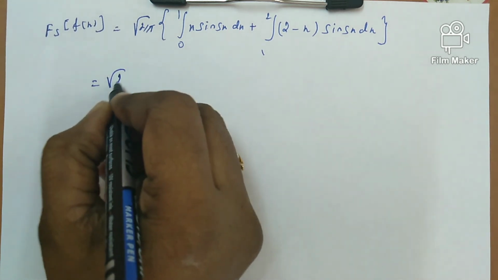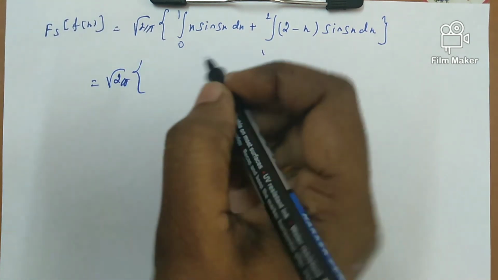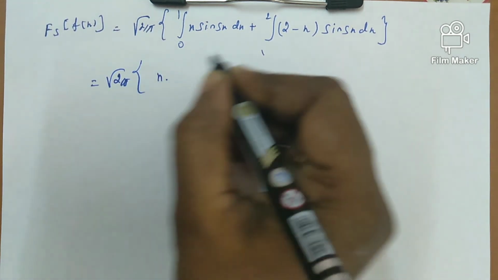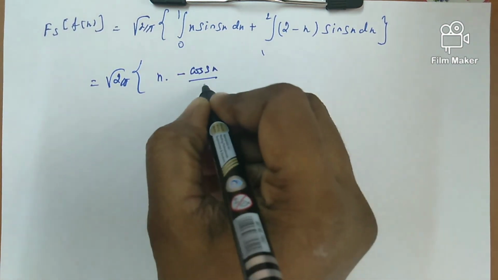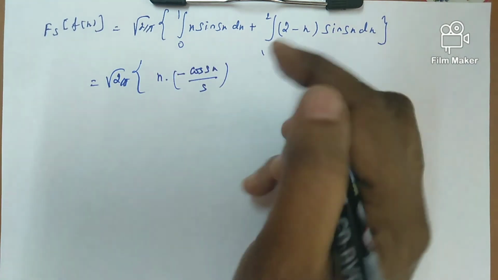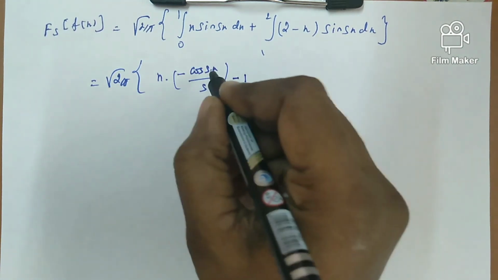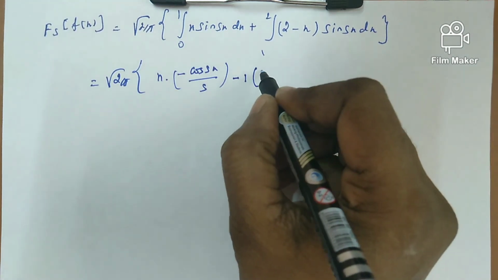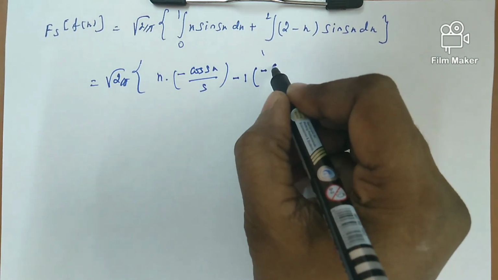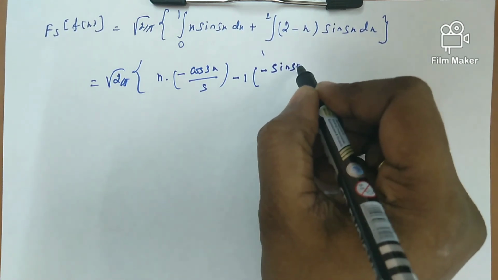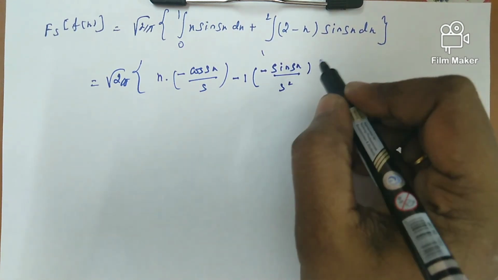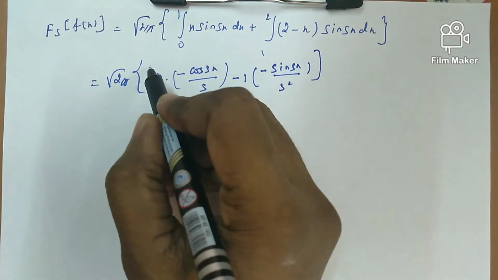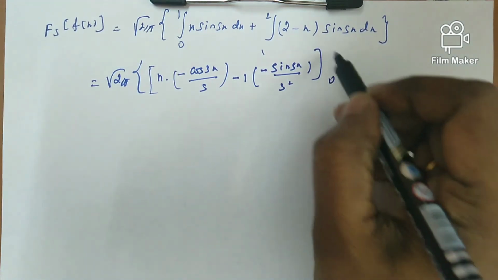So root 2 by pi, here x we can keep as it is, integration of sin is minus cos sx divided by s, and then differentiation of x is minus 1, again integration of cos is sin sx, already one s is there, so this will become s square. This is the first integration with the limit 0 to 1.